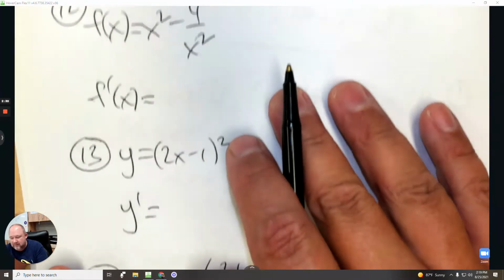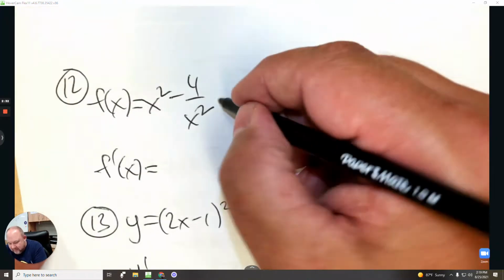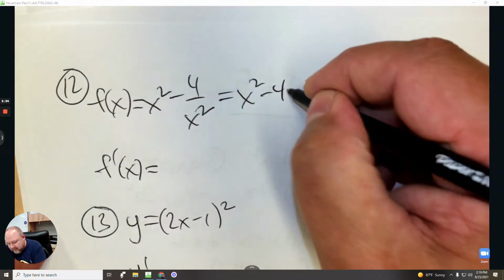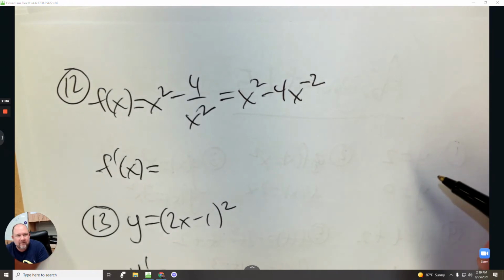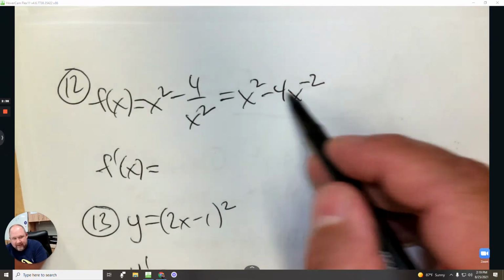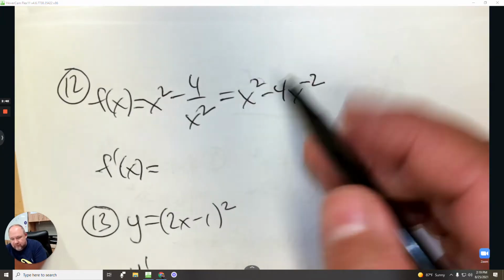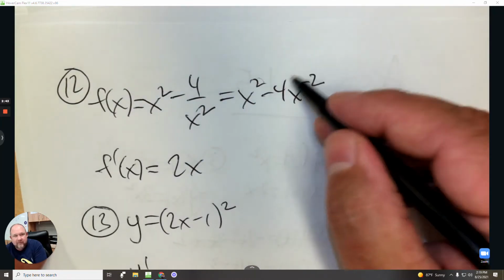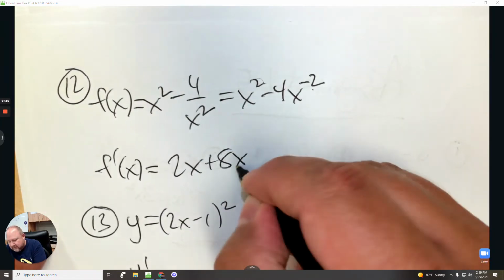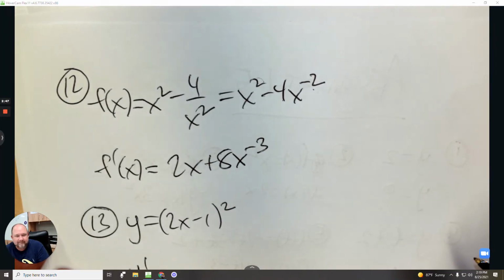For number 12, I just have to change the second one. So it says negative 4 x to the negative 2. No fractions. This is calculus friendly. The derivative is 2x. Negative times the negative is positive 8, and subtract 1 from the exponent.